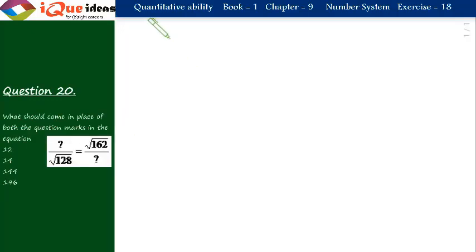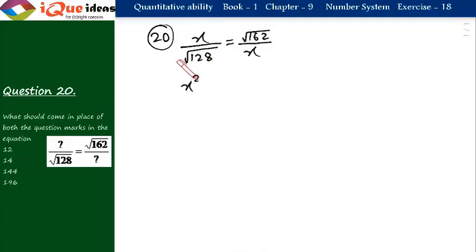Okay. Now let's take up question number 20. It says, what should come in the place of both the question marks in the equation? Assuming both the question marks are the same and we put x in place of the question marks, we get x upon root of 128 is equal to root of 162 upon x. Now cross multiply, so you will get x into x, that is x square, and on the other side both the values are under root, so we get root of 128 into 162.